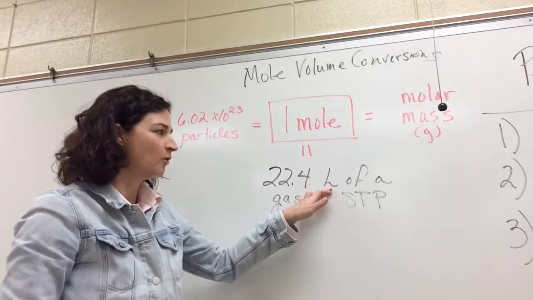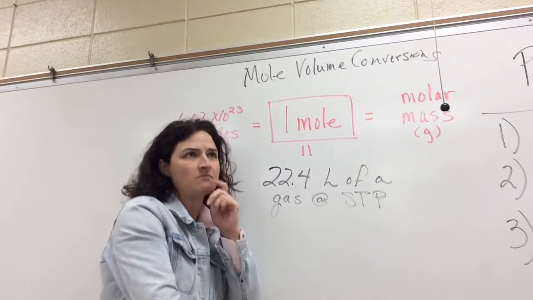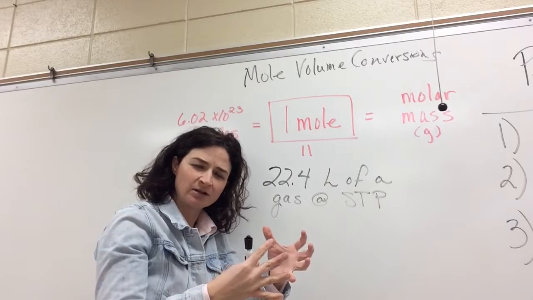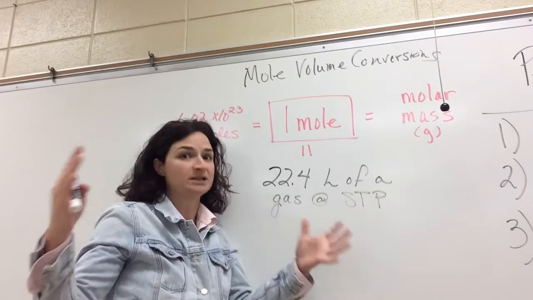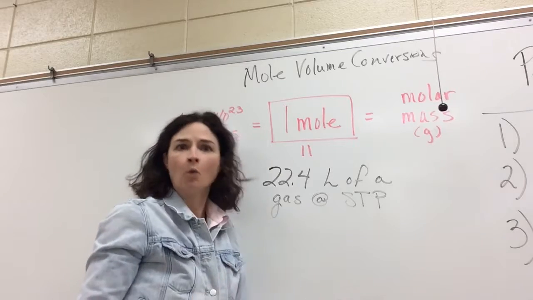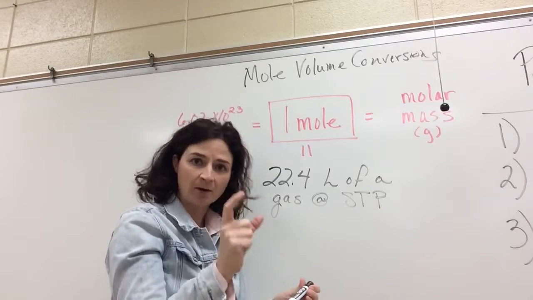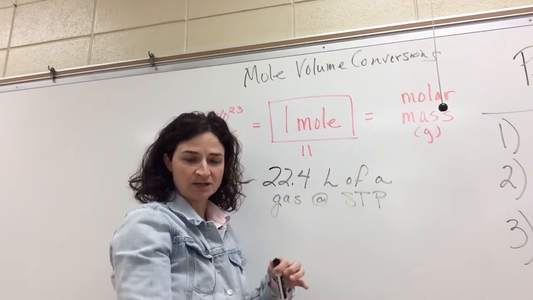So 22.4 liters. Let's visualize that. A 2-liter bottle is about 2 liters, so 22.4 is a lot. 1 mole is equal to a lot. Why is it so much? Because if we think about gases, there's a lot of space in between individual particles, and so they take up a lot more space.